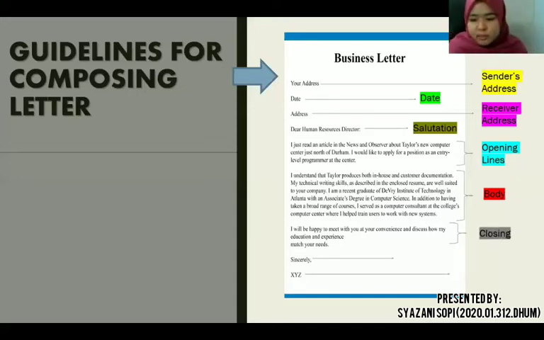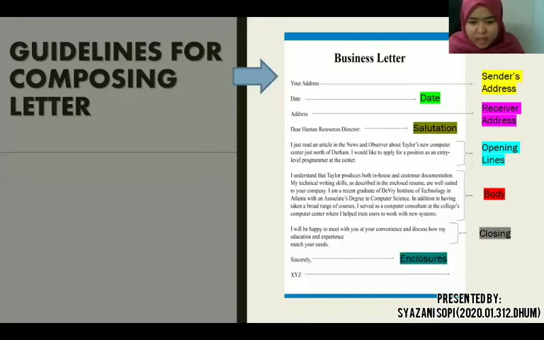Next, closing. The closing begins at the same vertical point as your date and one line after the last body paragraph. Capitalize the first word only, for example, thank you, and leave four lines between the closing and the sender's name for a signature. If a colon follows the salutation, a comma should follow the closing. Otherwise, there is no punctuation after the closing.